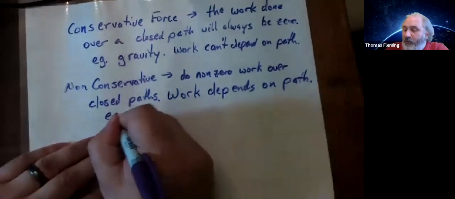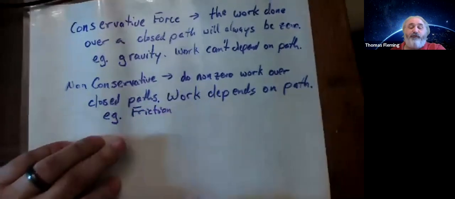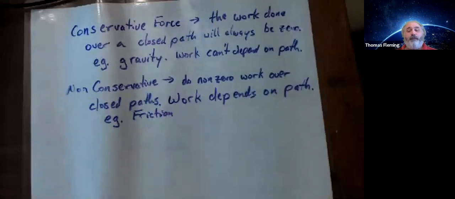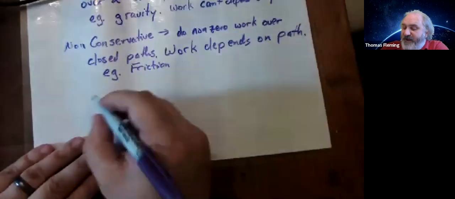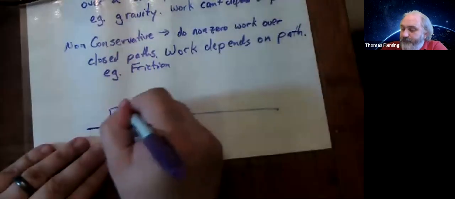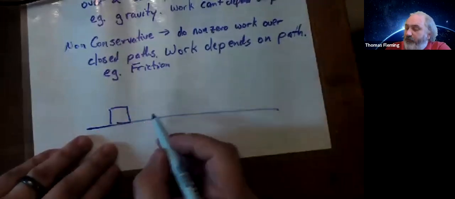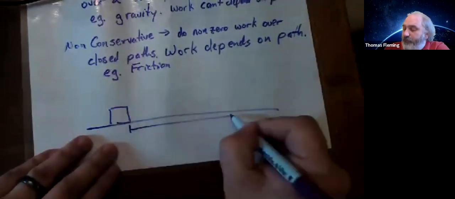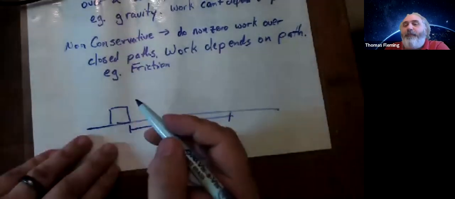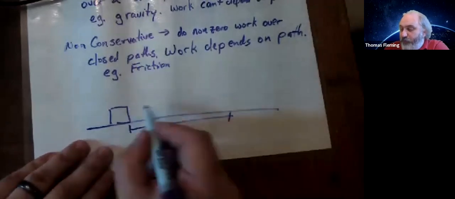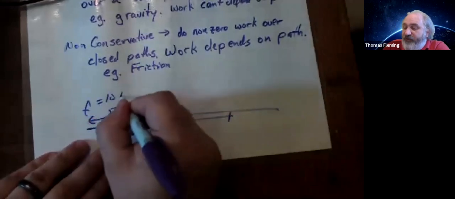Now, an example of a non-conservative force would be something like friction. Friction is a non-conservative force. To see why, consider the following. Imagine that here's a table, and here's a box, and let's imagine that I scoot this box from one side of the table to the other, a distance of 3 meters. And the entire time, there's a frictional force that's opposing that motion. So it's moving to the right. There's a frictional force of, let's say, 10 newtons.